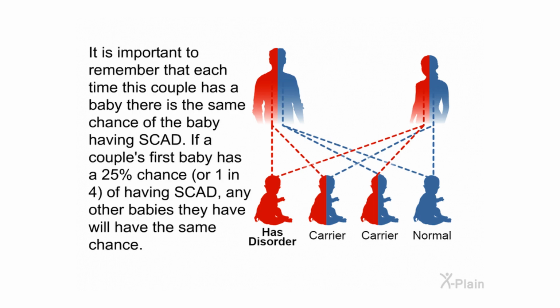It is important to remember that each time this couple has a baby, there is the same chance of the baby having SCAD. If a couple's first baby has a 25% chance, or 1 in 4, of having SCAD, any other babies they have will have the same chance.